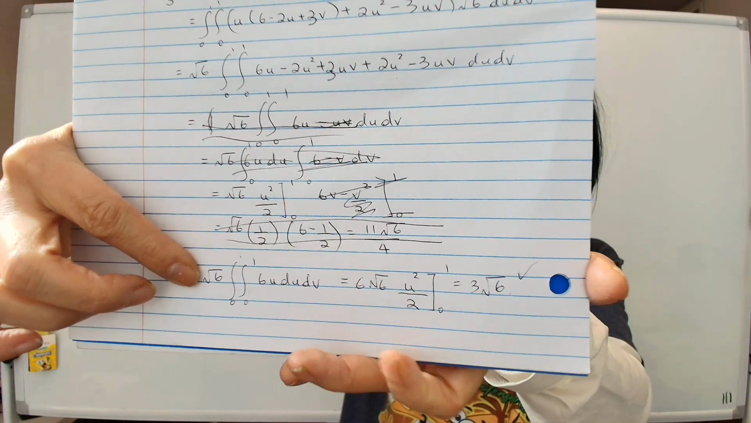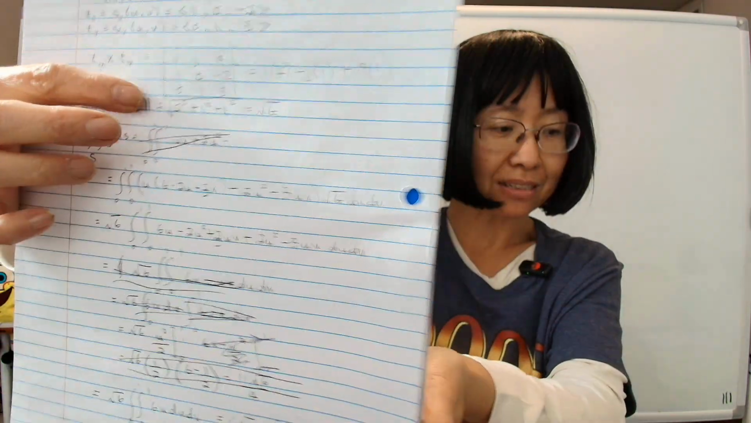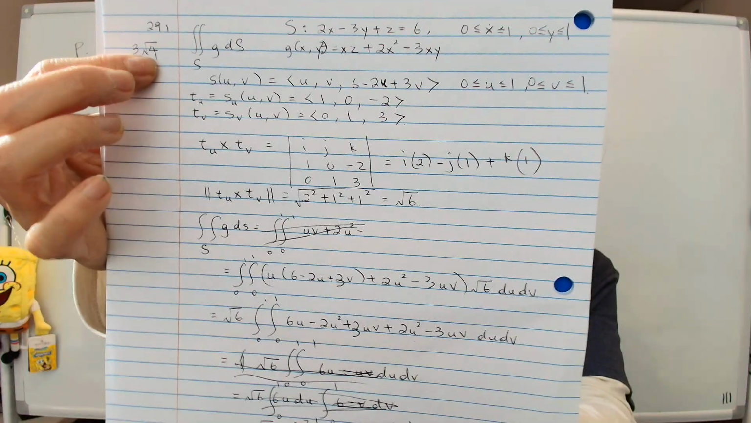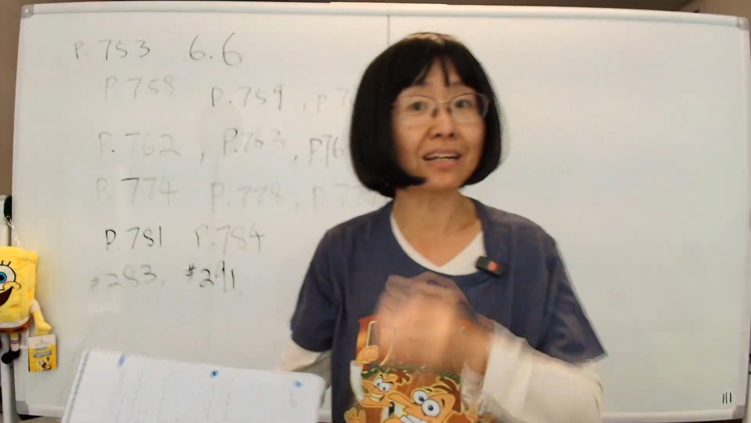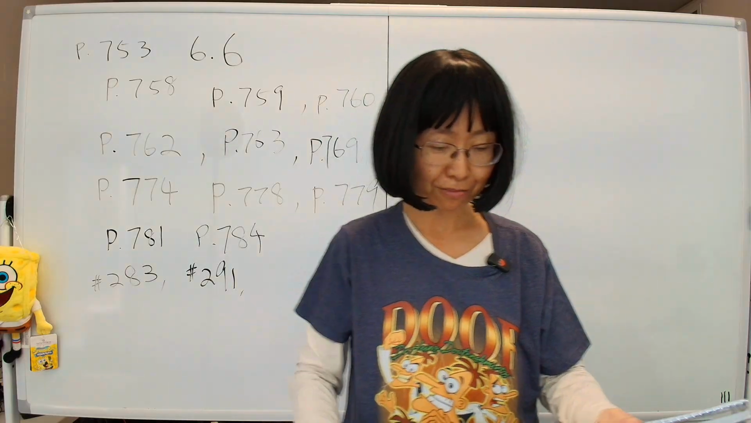How comfortable. So I did that, and I got the answer of 3 square root of 6, which makes sense because the answer claims 3 square root of 4, and they probably just made a mistake and typed in 4 when they meant 6. So that's the end of 291.